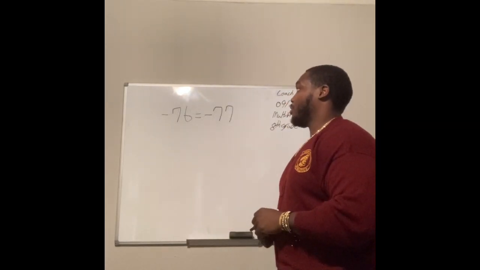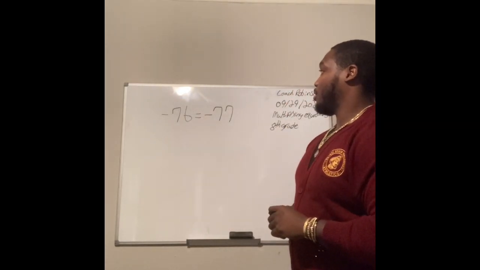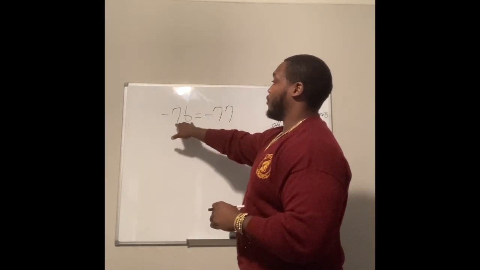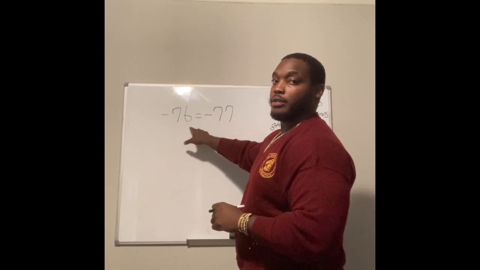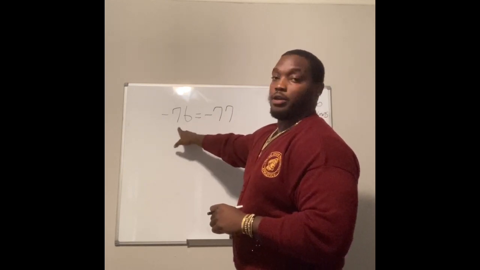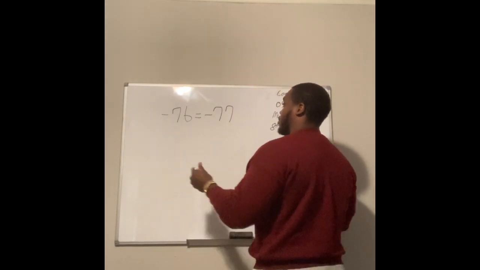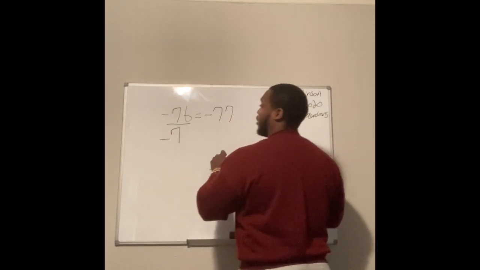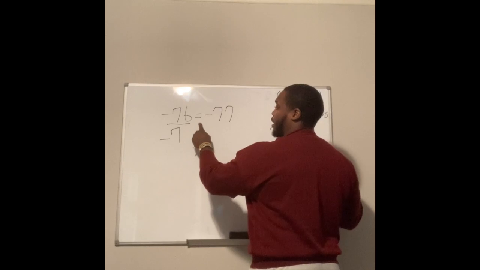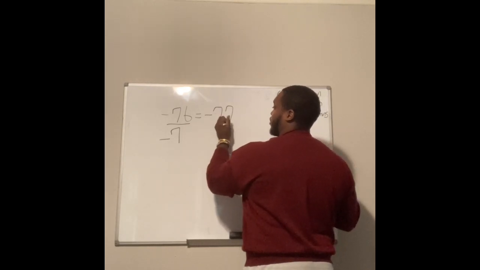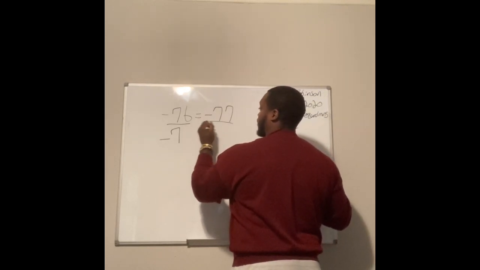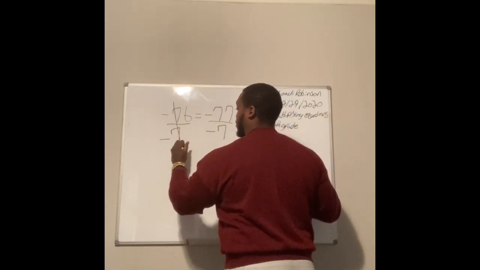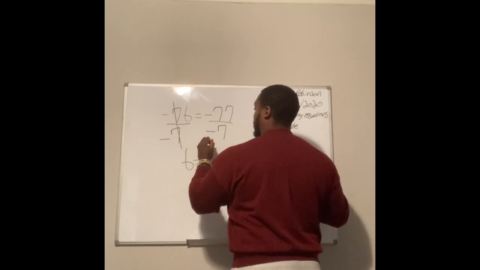Another example, negative 7b equals negative 77. We know this is a coefficient and a variable. In order for me to isolate this variable, I have to divide by the coefficient, right? So we're going to divide by negative 7. Whatever you do on one side of the equal sign, you have to do to the other. So divide negative 77 by negative 7. These two negative 7s cancel out. b will equal 11.